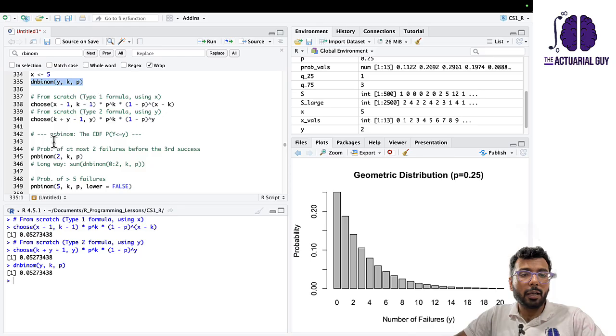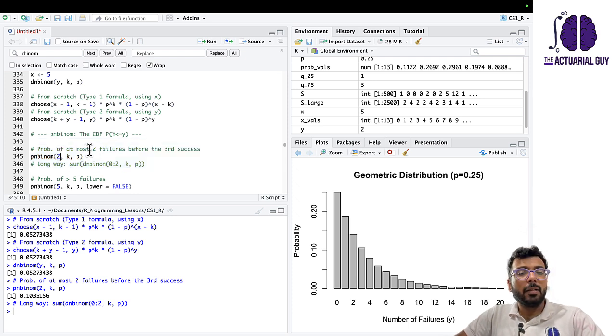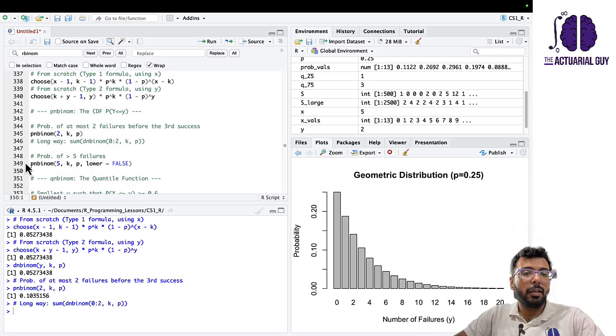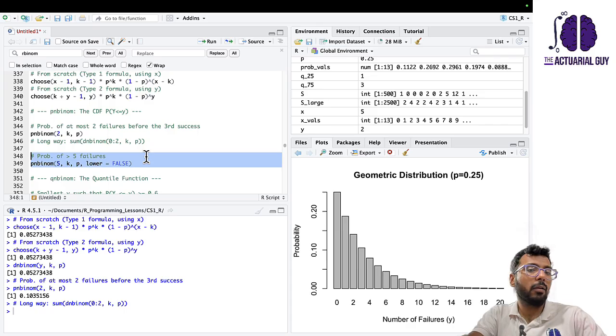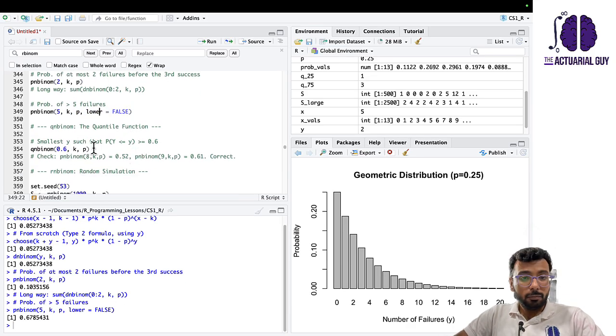Now, if you have to calculate the CDF of the negative binomial, you use pnbinom instead of dnbinom, and that just gives you the CDF. So this is the probability that you will see at most 2 failures before the third success, right? So that's why we have taken this as 2. This is the less than or equal to probability. The greater than probability you can calculate by setting this argument lower.tail equal to false, right?